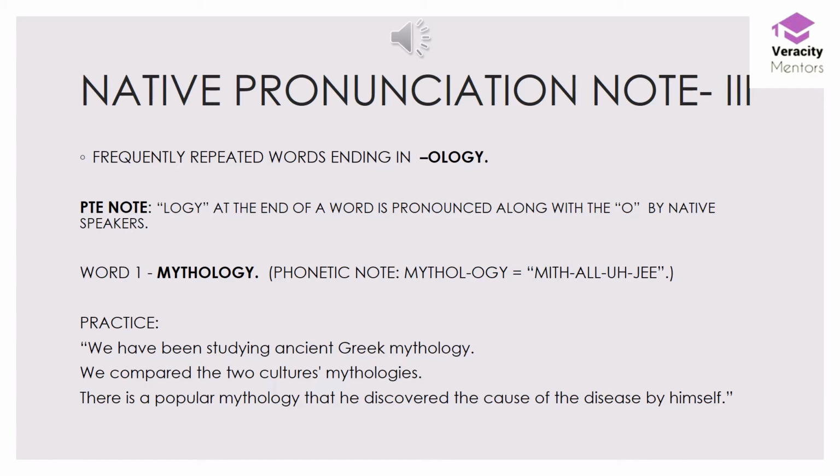Let's look at an example word. M-Y-T-H-O-L-O-G-Y is pronounced as mythology, mythology. It's not myth or anything. M-Y-T-H part is pronounced as myth, and O-L-O-G-Y part is pronounced as ology, as you can see from the phonetic note.